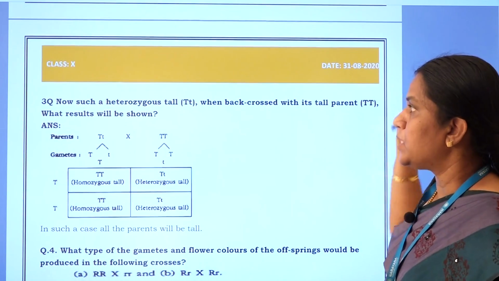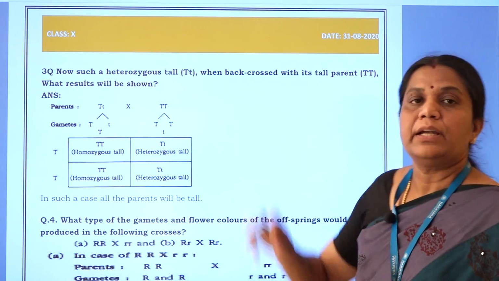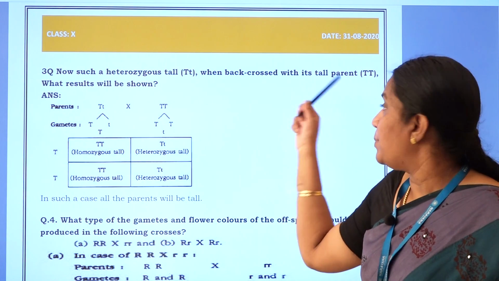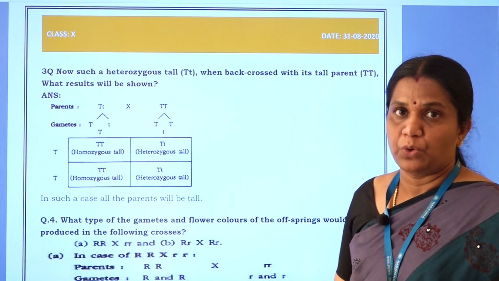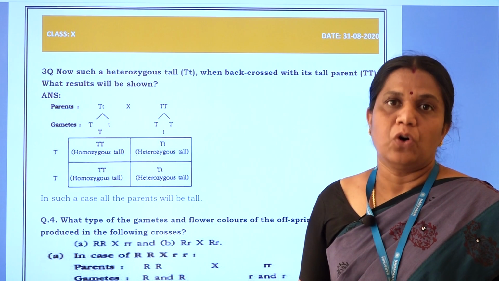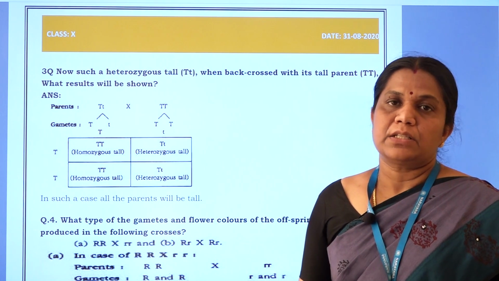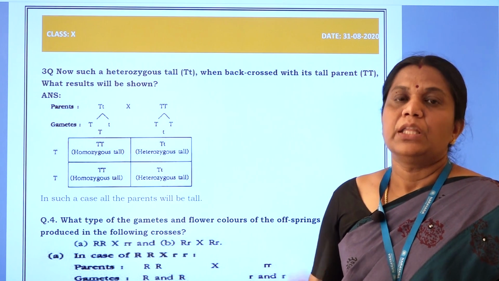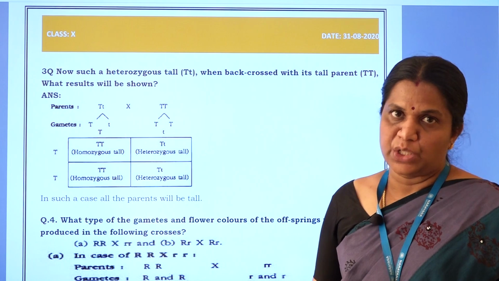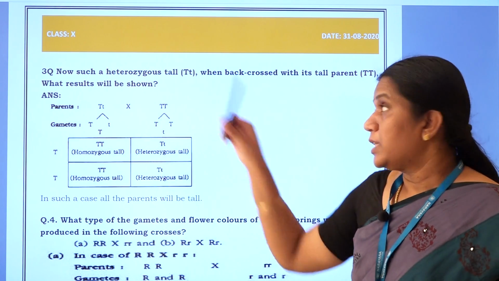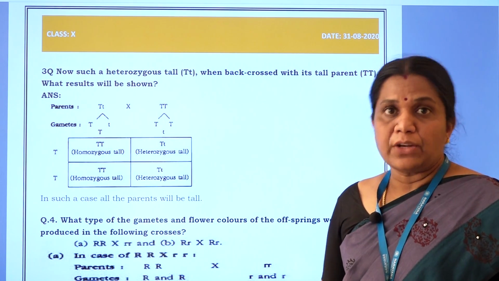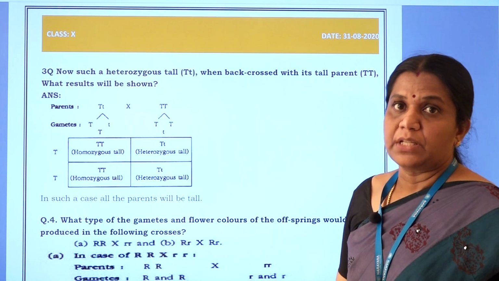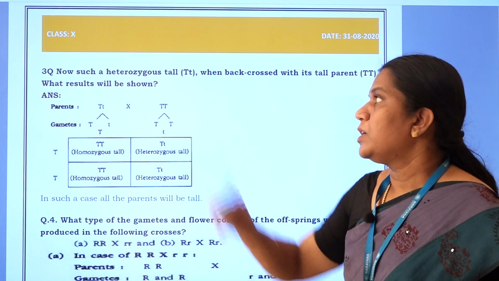Then coming to the third question: such a heterozygous tall, that is capital T and small t, when back crossed with its tall parent, that is capital T and capital T, what results will be shown? So the F1 generation plant is the heterozygous tall plant, from the cross of homozygous tall with homozygous recessive small t. This heterozygous tall, capital T small t, is again crossed with one of the parents, that is the homozygous tall, capital T. What will be the result?